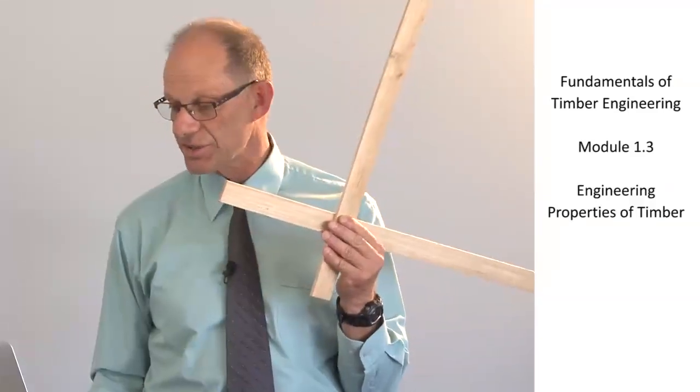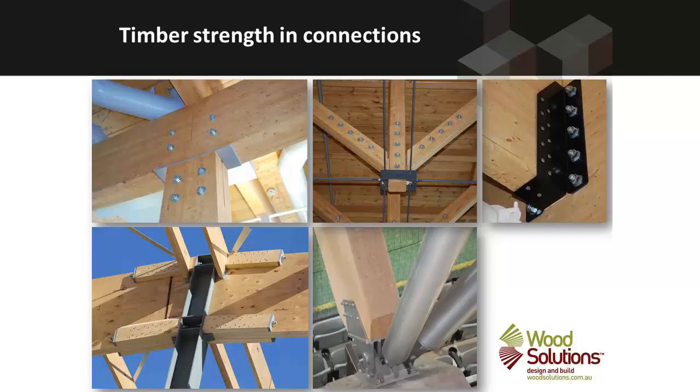So connection strength is also important. In this slide here, you can see a number of different connections. The essential element of a connection is that it joins a number of members together, and we're transferring loads out of one member into another. And the timber has a vital role to play in the behaviour and the strength of the connection.